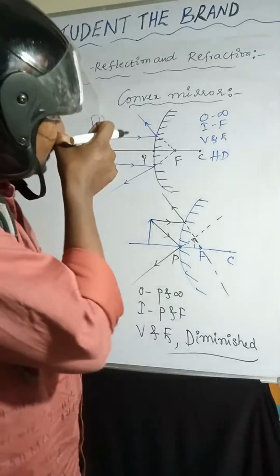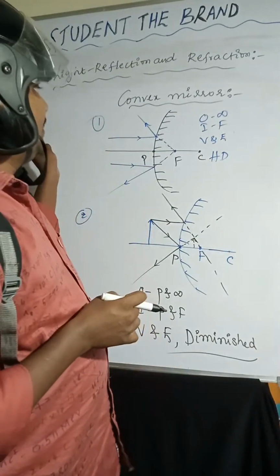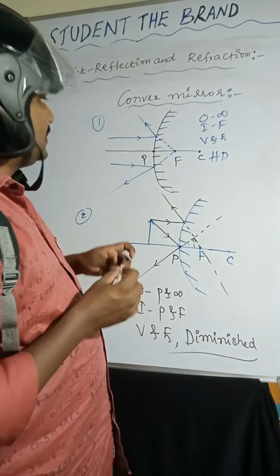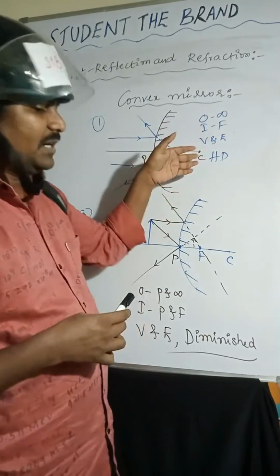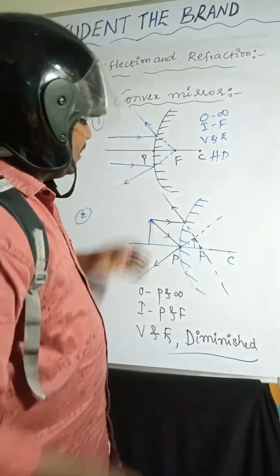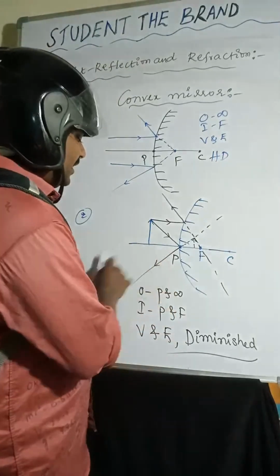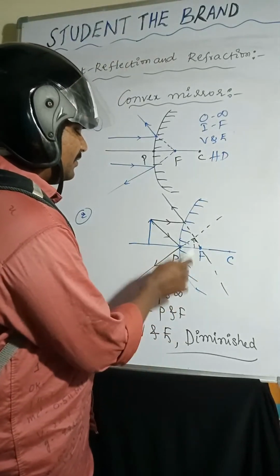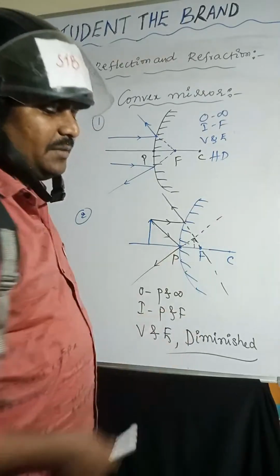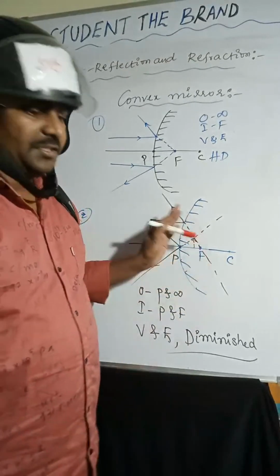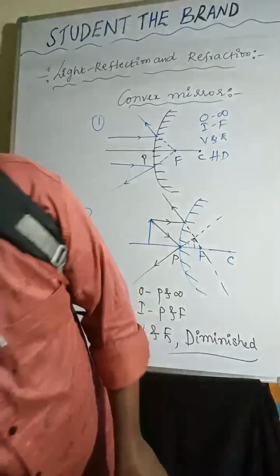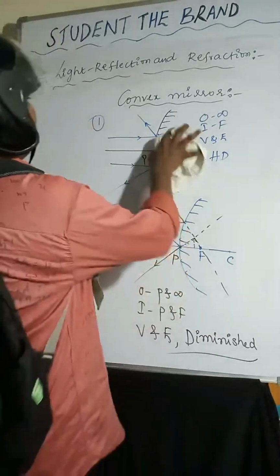Once again, check here. Object is placed at infinity, image will form at focus. Nature of the image is virtual, erect, and highly diminished. Here, object is placed between P and infinity, image will form between P and F. Nature of the image is virtual, erect, and diminished. Okay. Next one we will discuss.